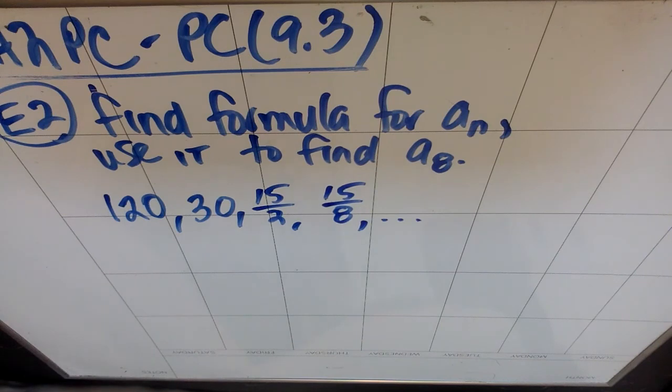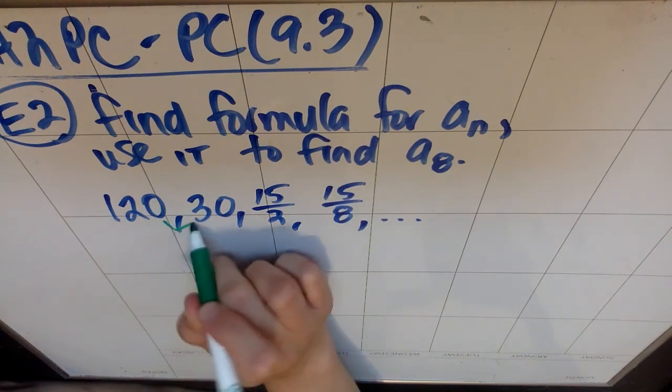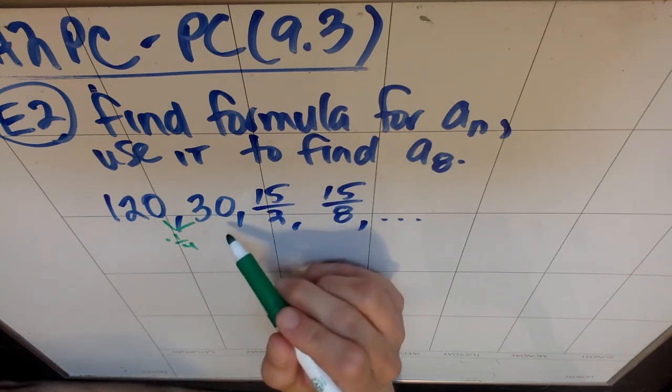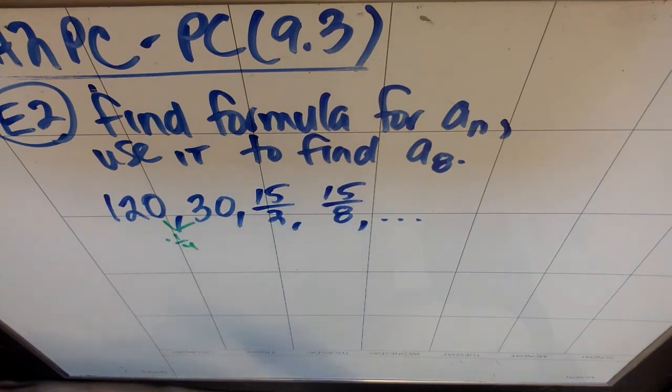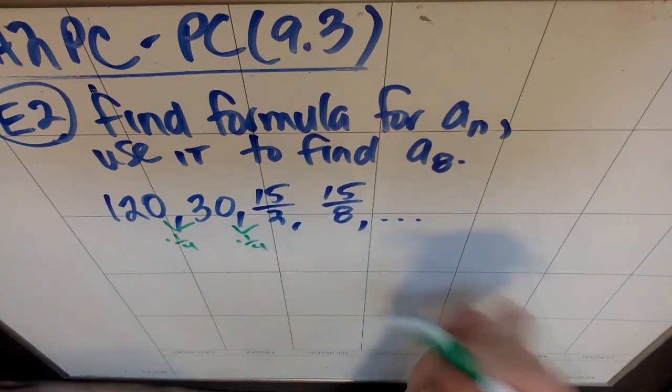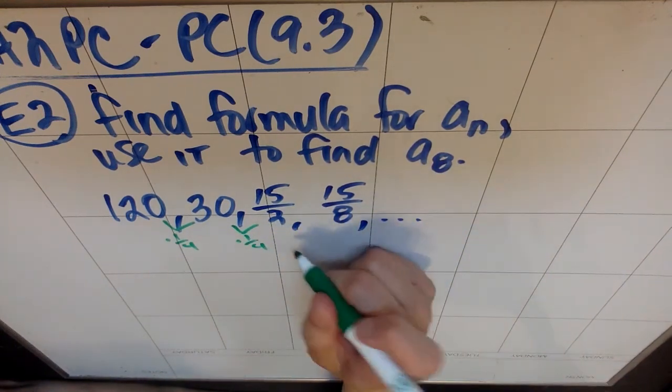So this is definitely geometric, right? Because what I'm doing essentially is dividing by 4 each time, and you can see that pretty quickly if you look at the relationship between these two. So I'm multiplying by a fourth, which is the same as dividing by 4. You can check that by multiplying 30 by 1/4, and you get 30/4, which is the same as 15 halves. And sure enough, if I multiply 15 halves by a fourth, I get 15 eighths.